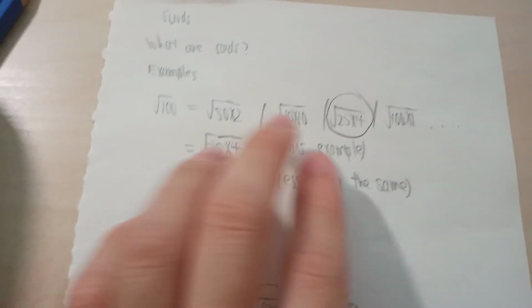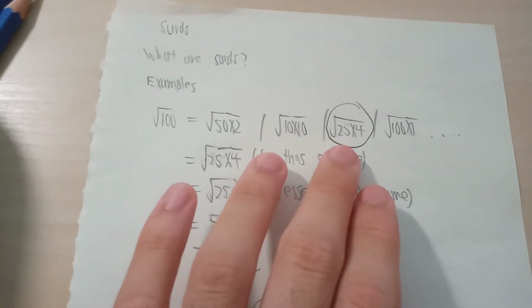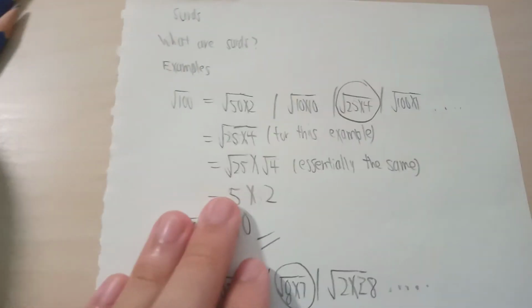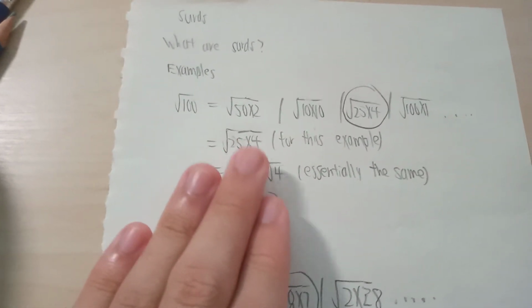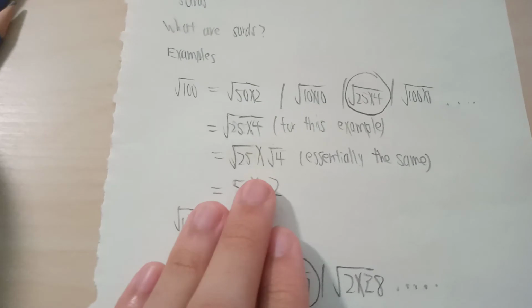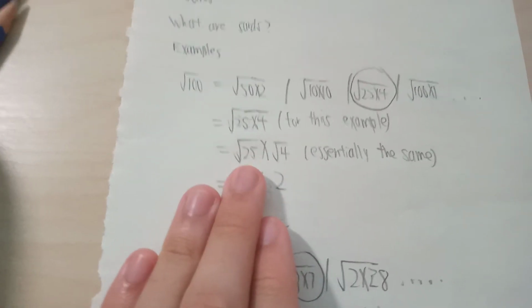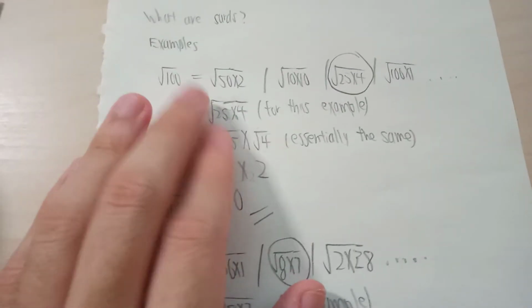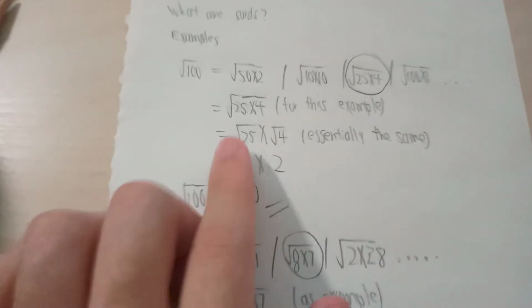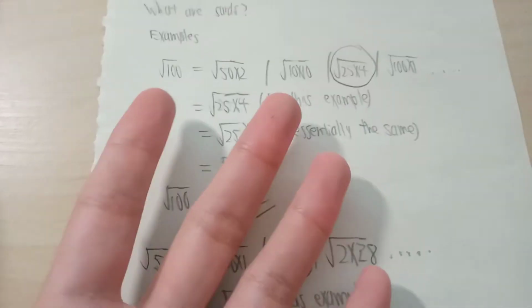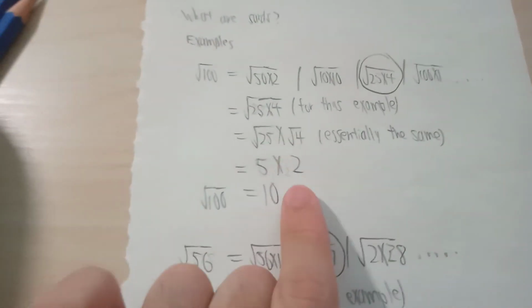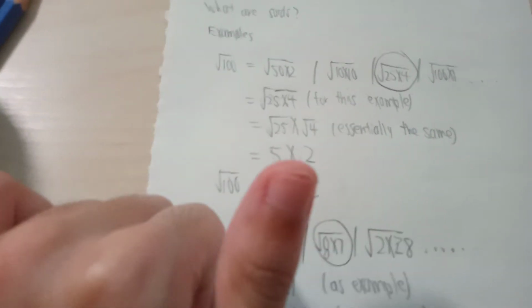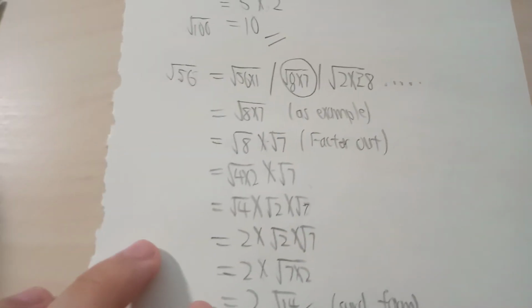So basically, for this example, we have chosen 25 times 4. So basically, you have to separate them into root 25 times root 4. Essentially the same as this. And what's root 25? 5. What's root 4? 2. So 5 times 2, 10. Makes sense, right? Okay, let's move on to the next one.